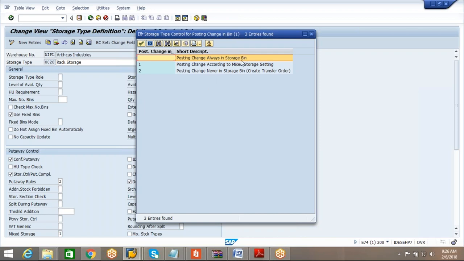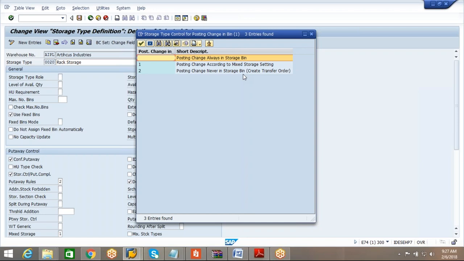Those options we can see here. Posting change always in storage bin, posting change according to mixed storage settings. Okay, posting change never in storage bin. Never in storage bin means we need to move that product to another storage bin, not the same bin.